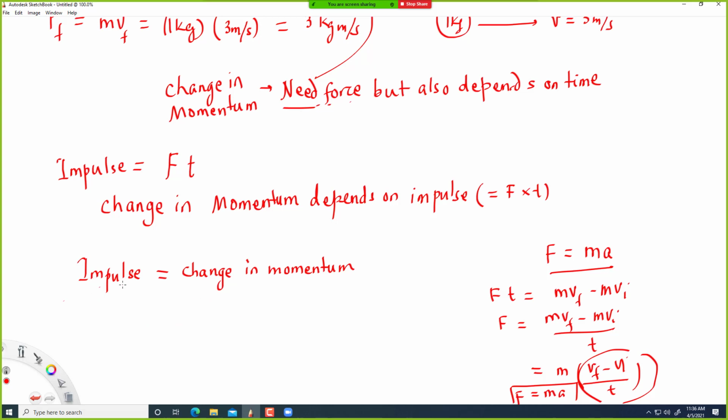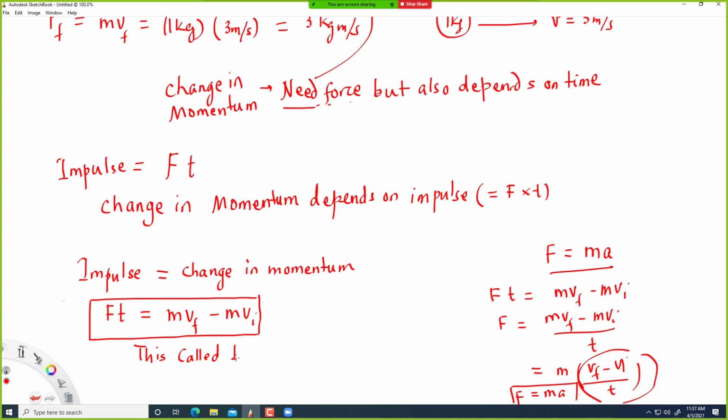So impulse is equal to final momentum minus initial momentum. This is called impulse momentum theorem. It's a very useful theorem. We'll be applying that for solving many problems.